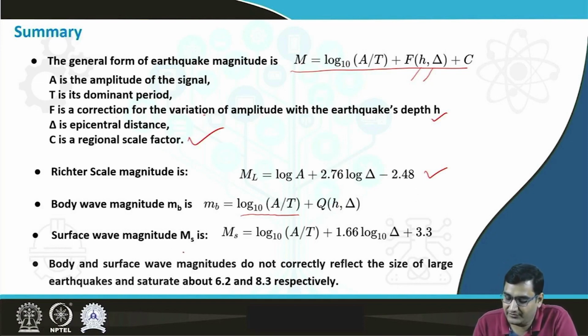Surface wave magnitude, that is MS, is log base 10 of A by T plus 1.66 log base 10 delta plus 3.3, where A is the largest amplitude of the surface wave, which is generally for the Rayleigh wave. More specifically, the Rayleigh wave at around 20-second period has the highest amplitude, so it can be written in another form as well. Body and surface wave magnitudes do not correctly reflect the size of large earthquakes and saturate at about 6.2 and 8.3 respectively.